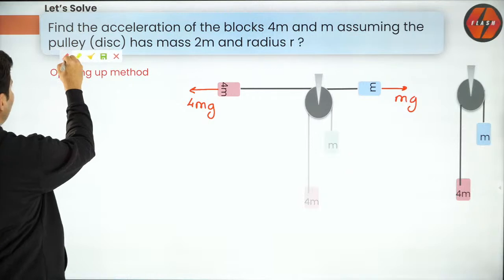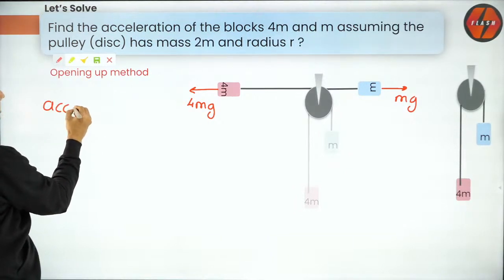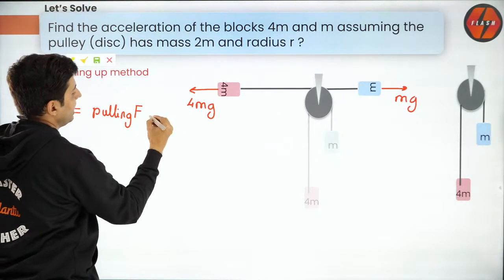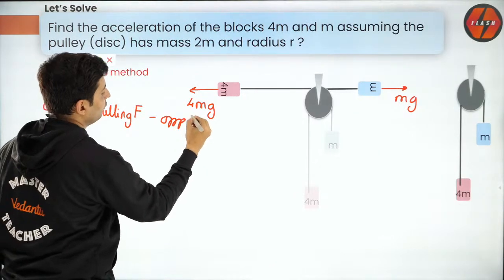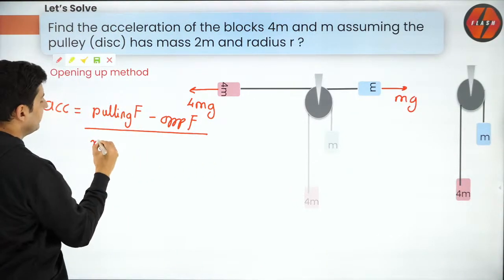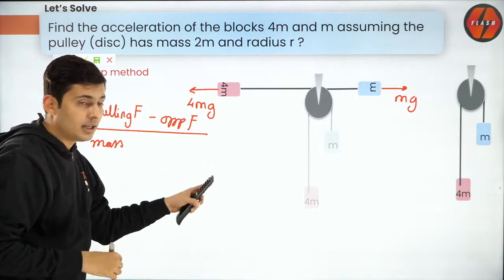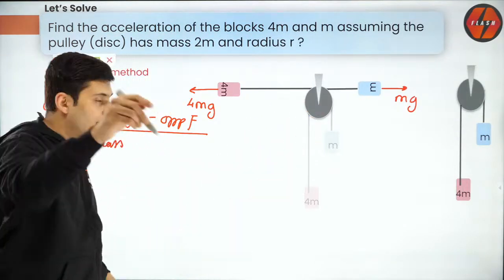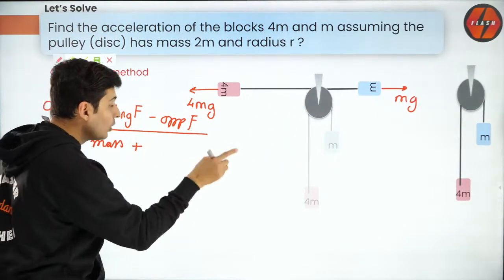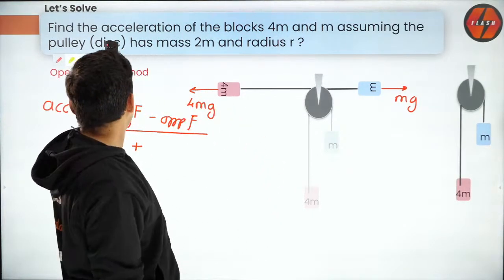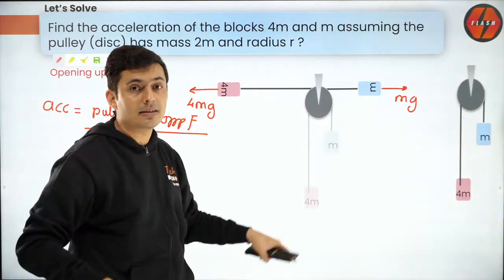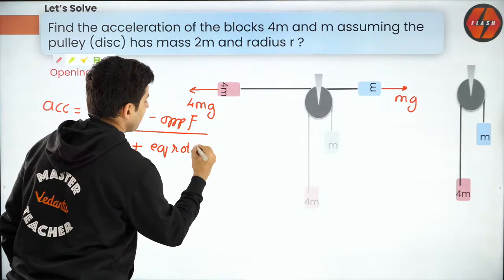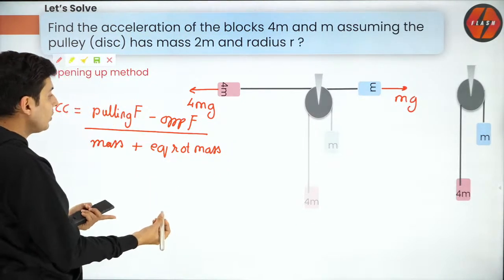Now recollect the formula. The acceleration is pulling force minus opposing force, divided by the total mass. But the change here is when the pulleys are also there, then also add the pulley's mass, but not directly. The pulley's mass was 2m, right? Don't add direct mass. Add the equivalent mass. That's the trick.